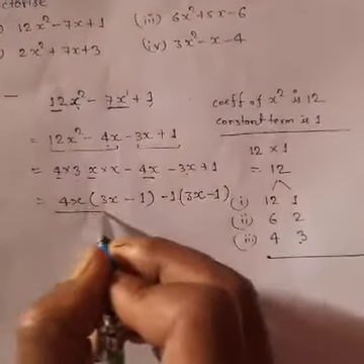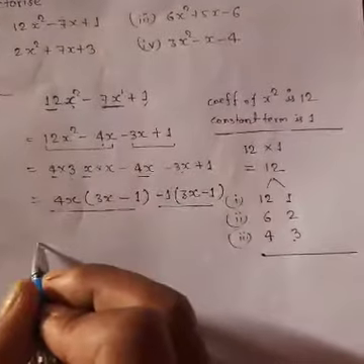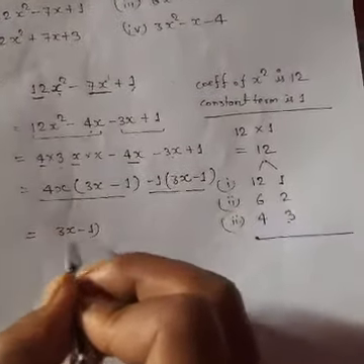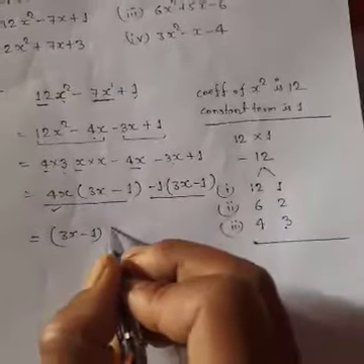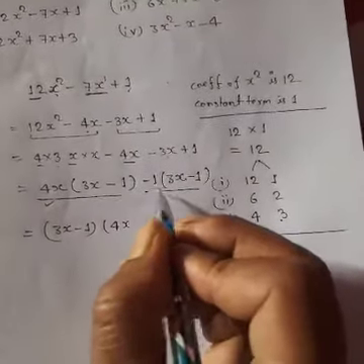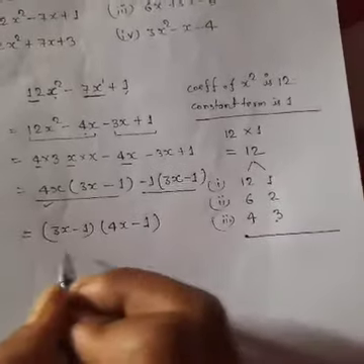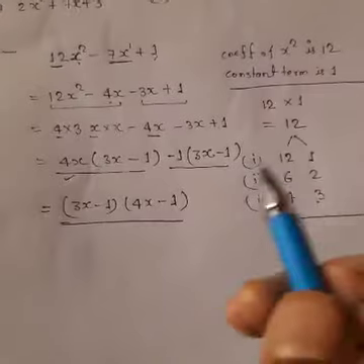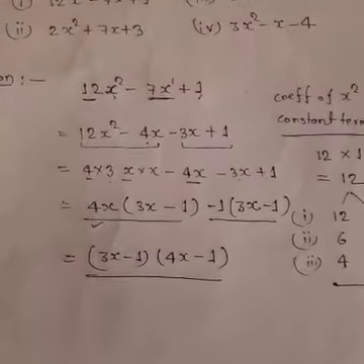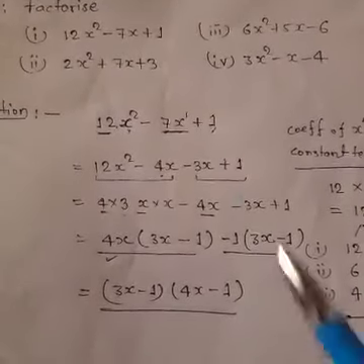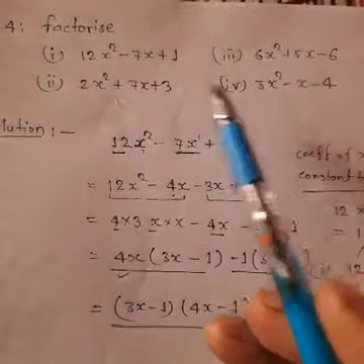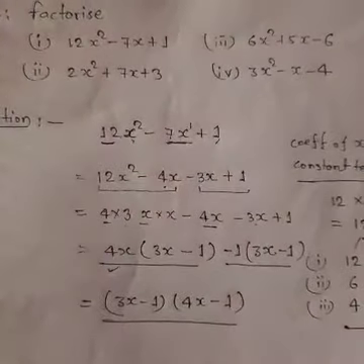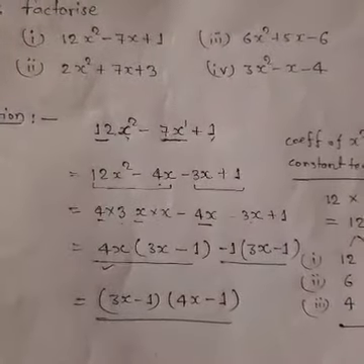Now again we are left with only two terms. In these two terms, 3x minus 1 is common. From the first term 4x is left, and from the second term minus 1 is left. So this is the factorization of the first quadratic. Similarly students, you can also try these three. First try yourself, and if you feel any difficulty I will tell in the next class. Till then, thank you.